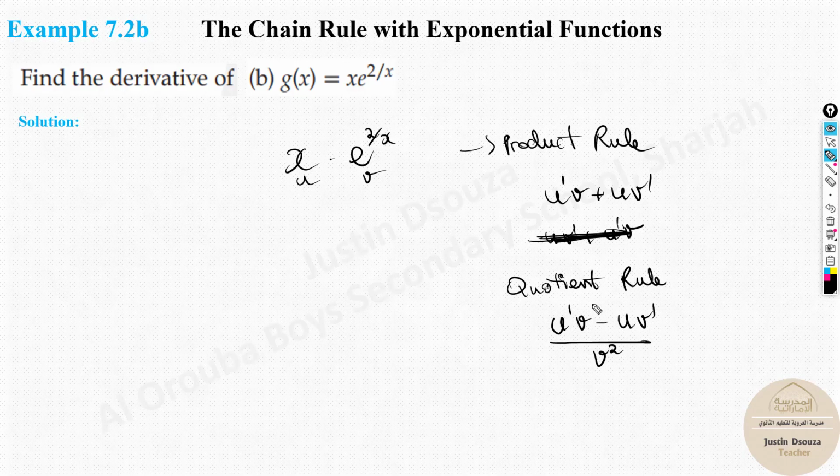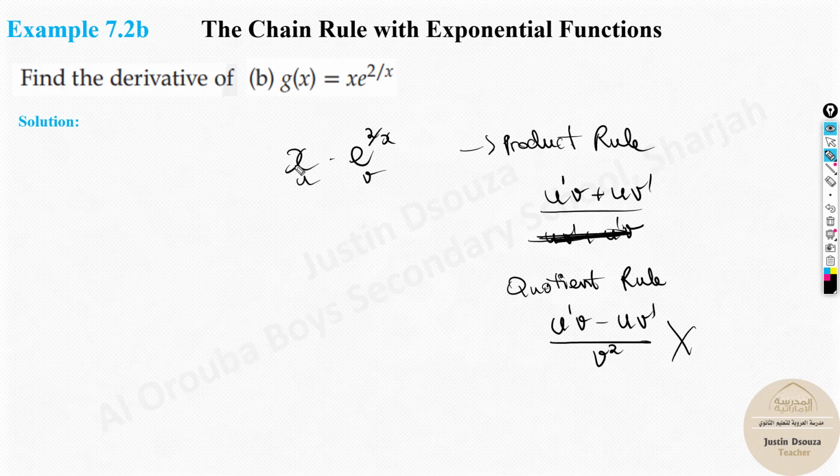Here you're not supposed to change. If you change this as uv dash minus u dash v, it's absolutely wrong. So make sure you stick to this form itself. U dash V, first you derive the first term, multiply it with the second term as it is, plus first term as it is, derivation of second term.